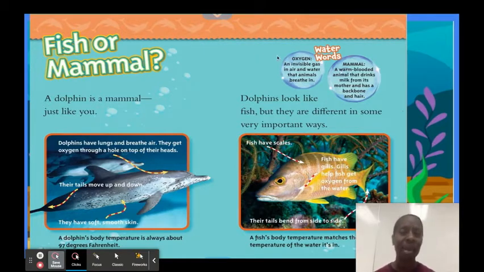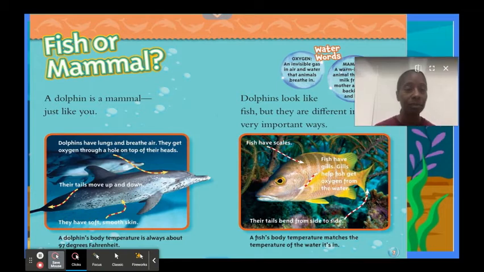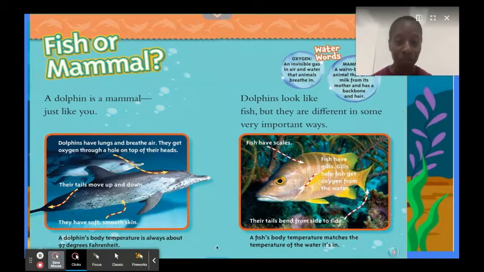Let's look at this caption up here. Water words. Oxygen, an invisible gas in air and water that animals breathe in. Mammal, a warm-blooded animal that drinks milk from its mother and has a backbone and hair. Now I'm just going to move myself up a little. I'm getting better at this, scholars.